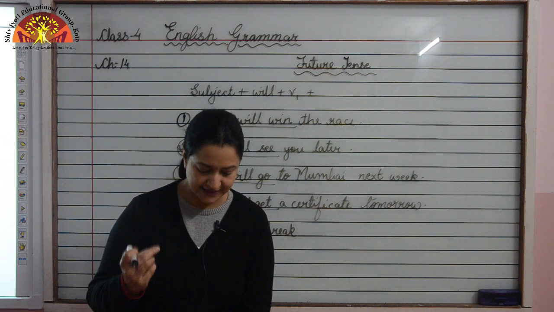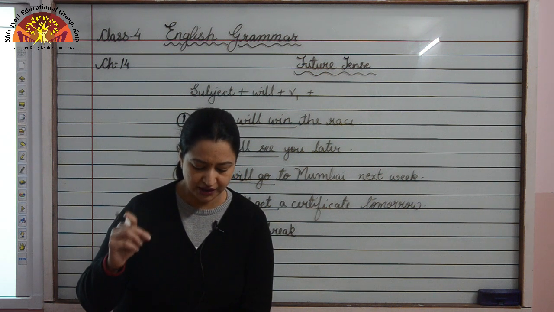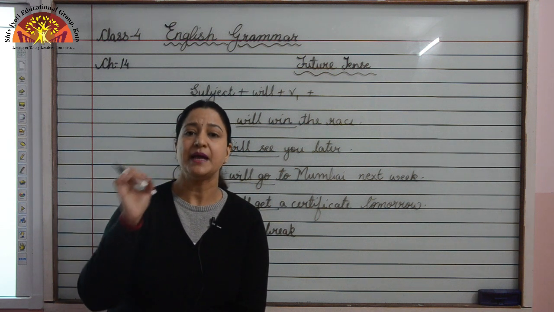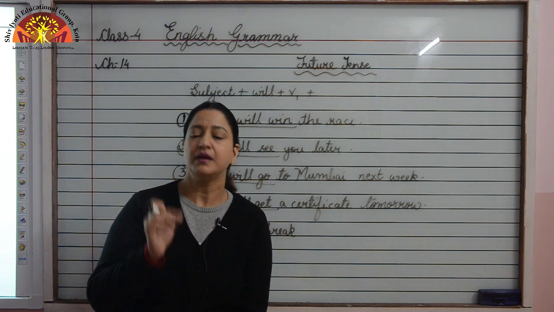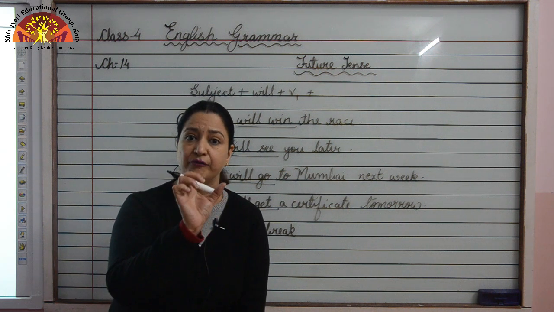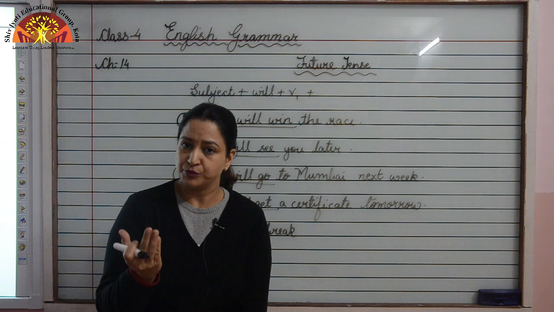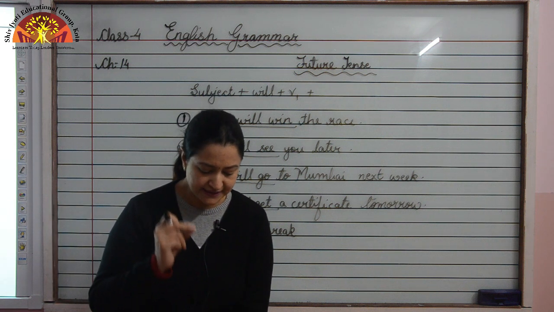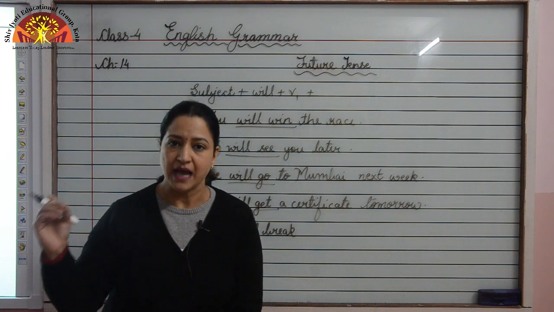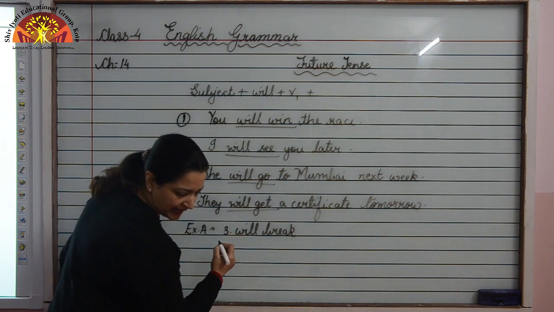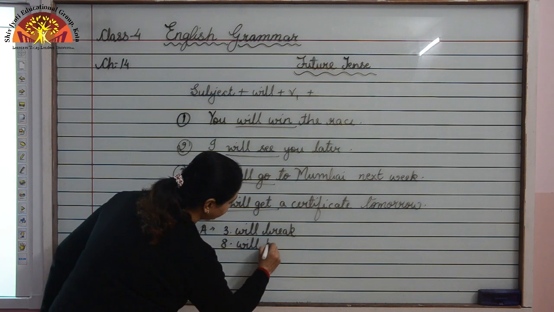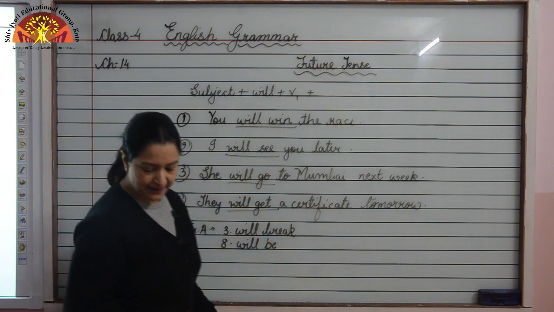Okay, now moving to one more example, number 8. Hassan says that he dash a cricketer when he grows up. Now in bracket be verb is given there, but again with be verb we have to use only will to make it a future tense sentence. Hassan says that he will be a cricketer when he grows up. So sentence will be like will be.